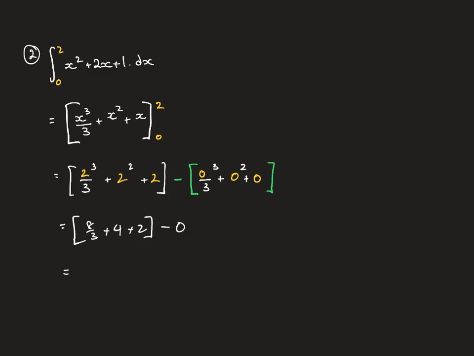So to work all this out together, we've got 8 on 3 is 2 2/3 plus 6, so it gives us 8 2/3.